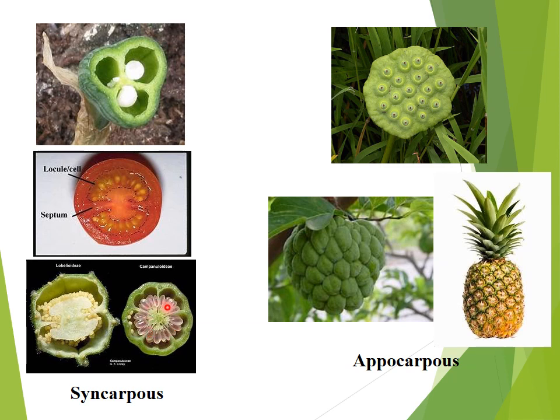Now the pentacarpellary: 1, 2, 3, 4, 5 carpels, but they are united together. Syncarpous condition can easily be observed in this slide. Now apocarpous condition: when the carpels are many, but they are free from each other. In lotus, in custard apple, in pineapple. These are examples of apocarpous condition.